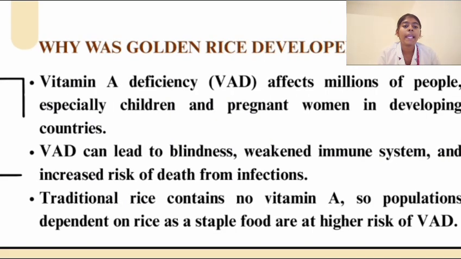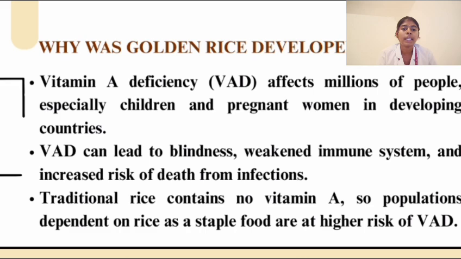Now, I will clearly explain why golden rice was developed. Golden rice was developed to resolve major health problems like vitamin A deficiency. In many developing countries, people rely on rice daily. Rice is the main food, but normal rice does not have enough vitamin A.